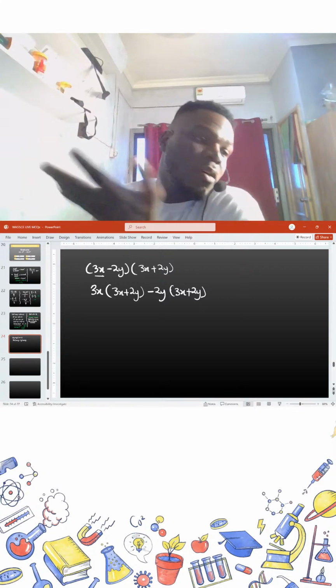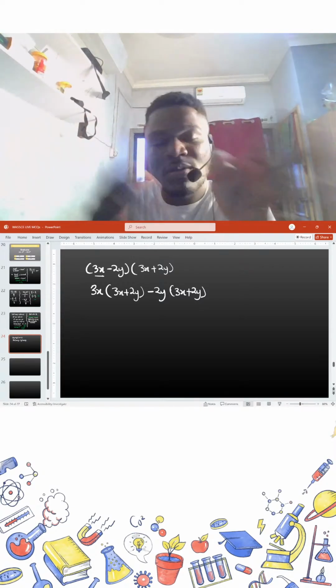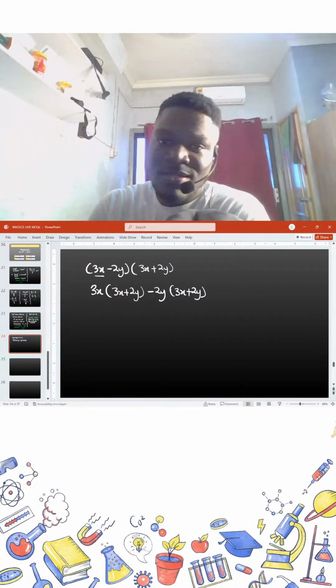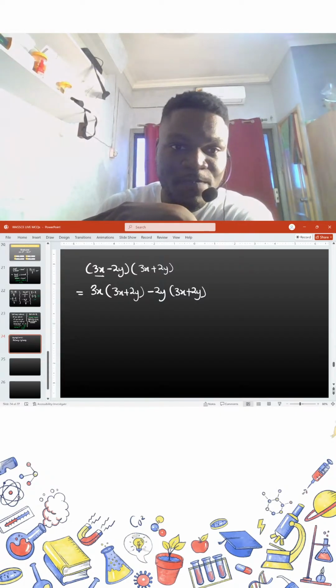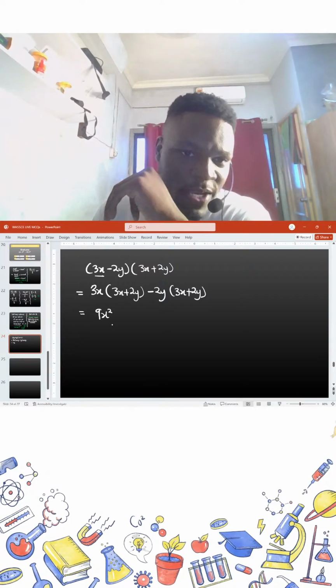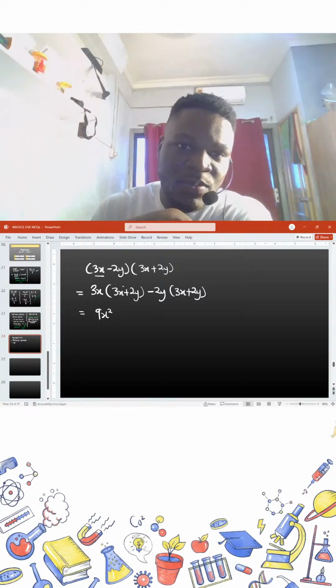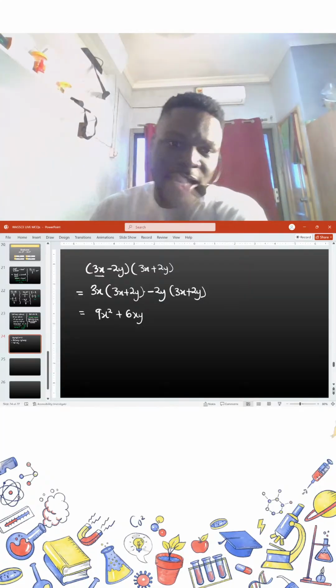All right. So all I have to do now is use the term in front to multiply what is in the bracket across, simplify, and then I have my solution. So now I have 3x multiplied by 3x. That will give me 9x squared. Then I have 3x multiplied by 2y. That will give me plus 6xy. Then I come to the other side.